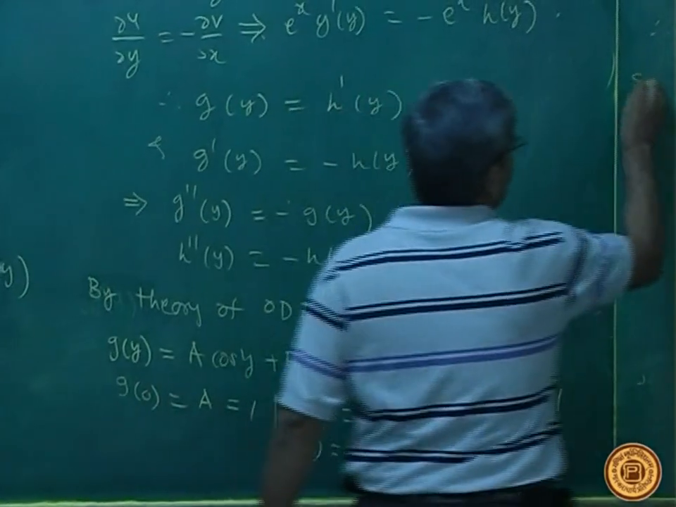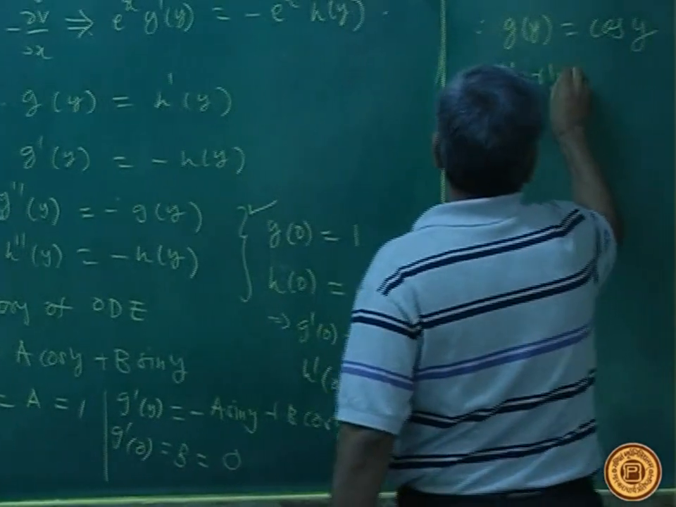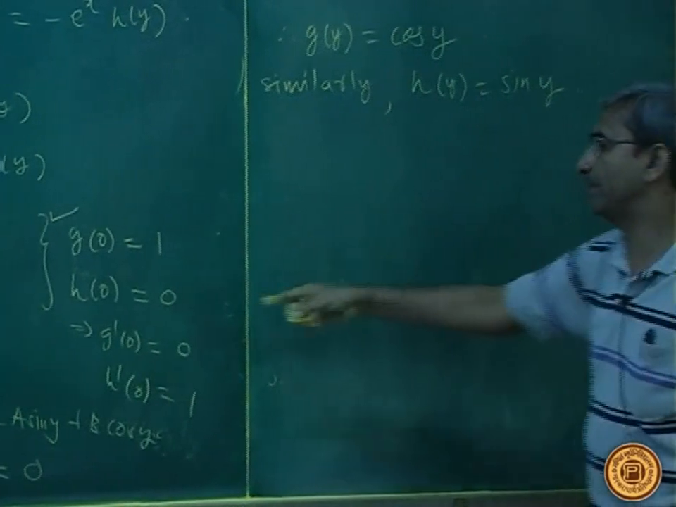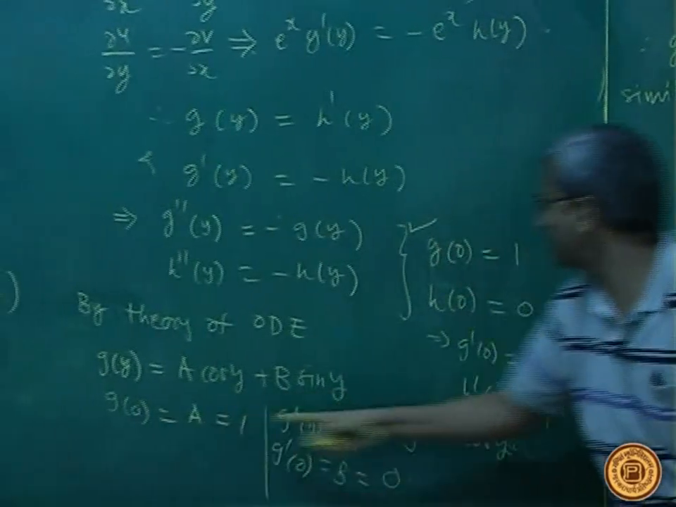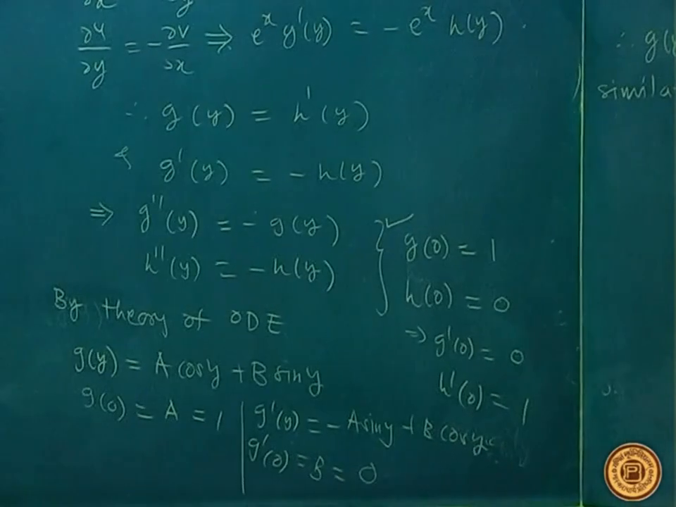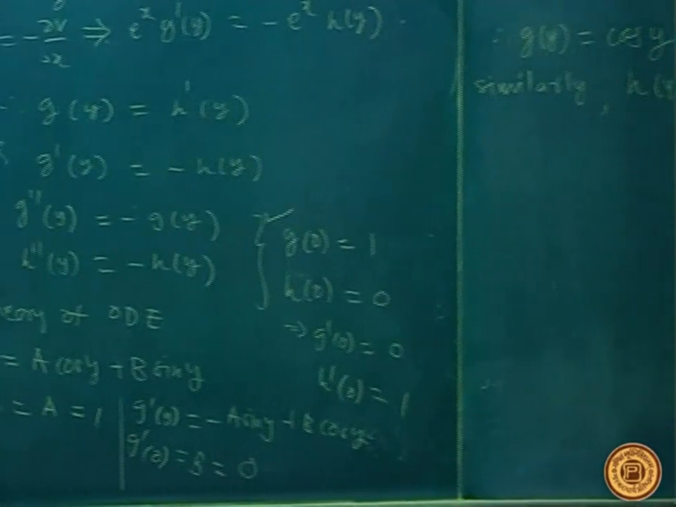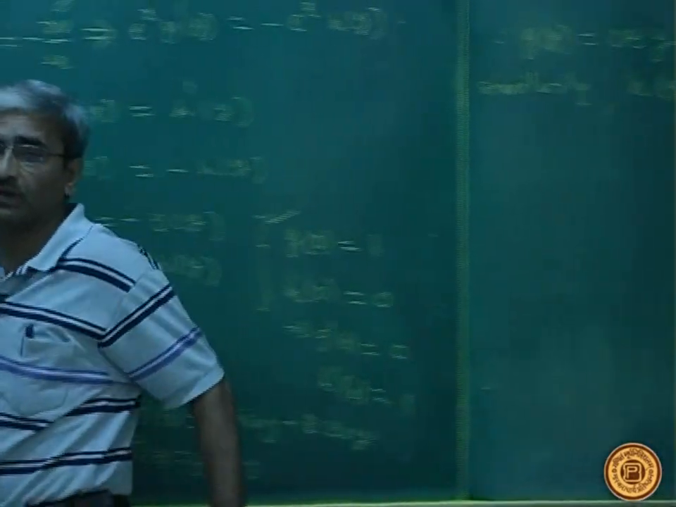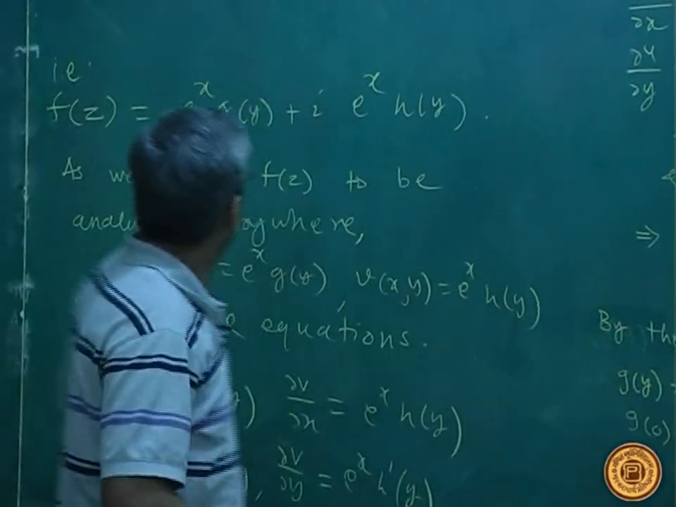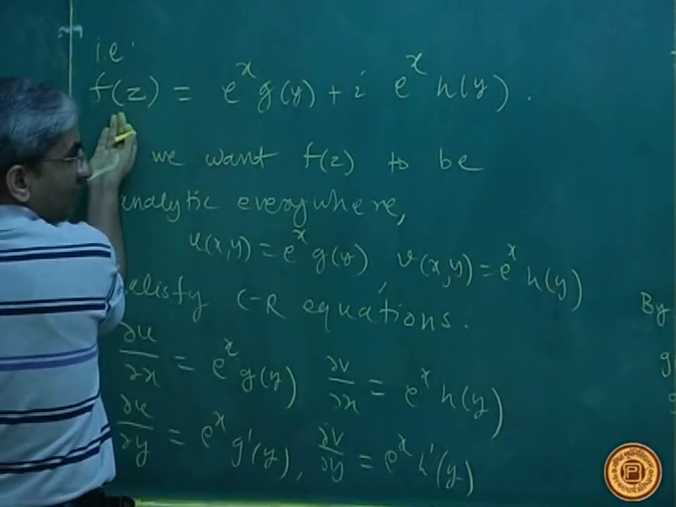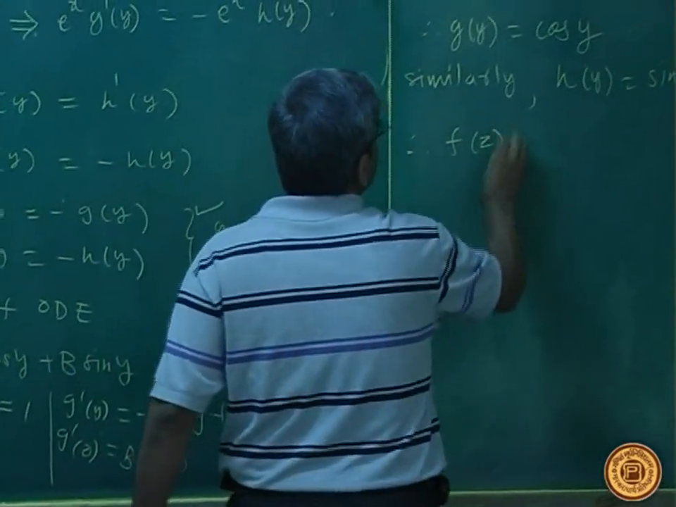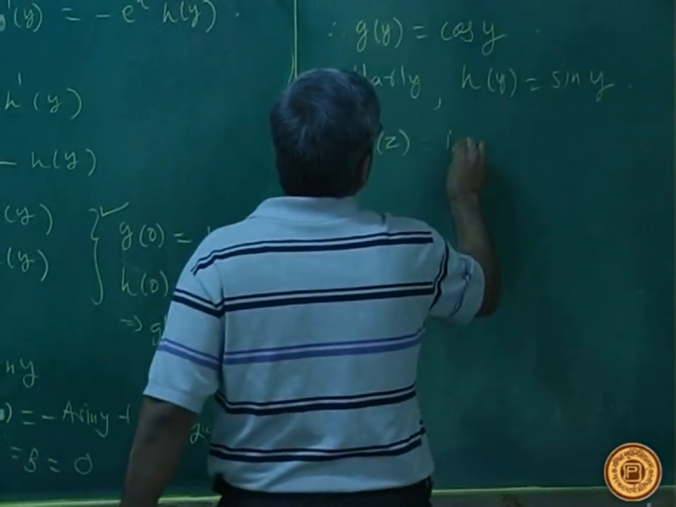In exactly the same way, you find the constants by using these initial conditions. So hy comes out to be sin y. So I have uniquely determined gy and hy, and therefore I have uniquely determined f. Therefore fz is uniquely determined.